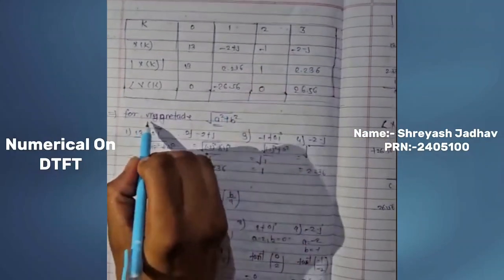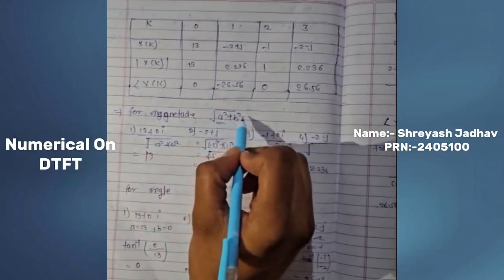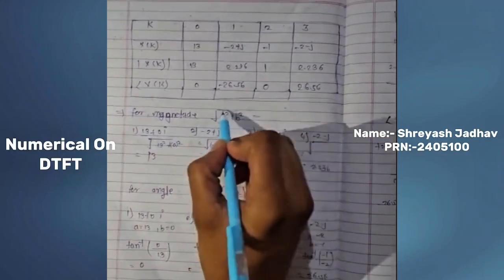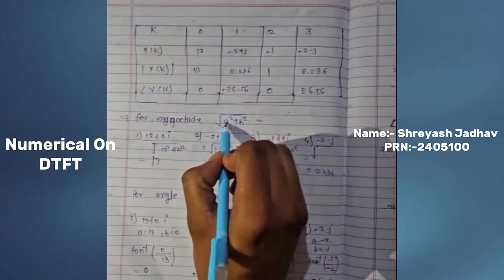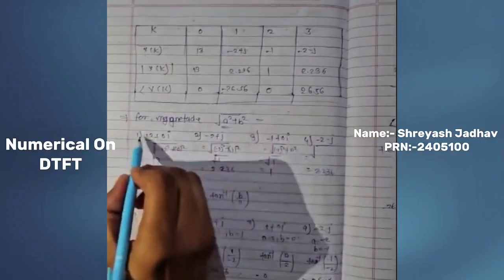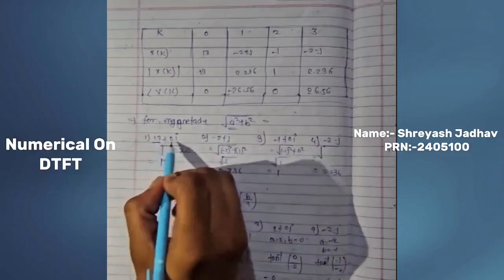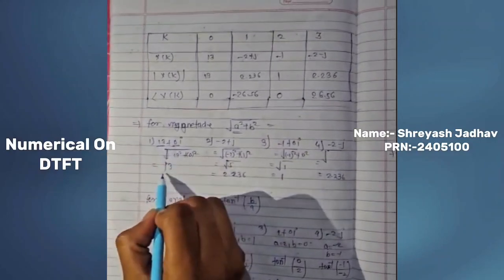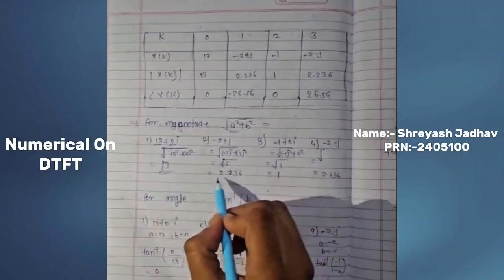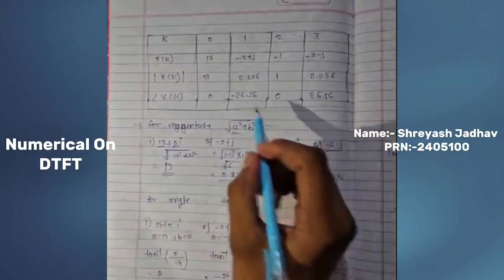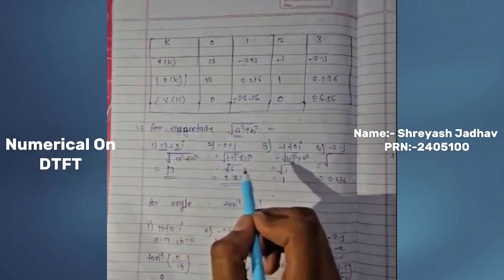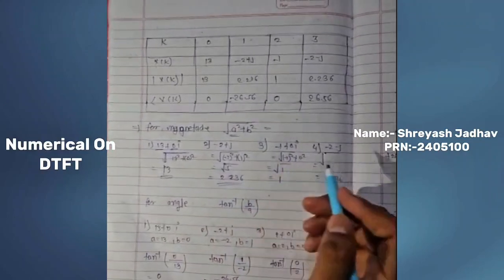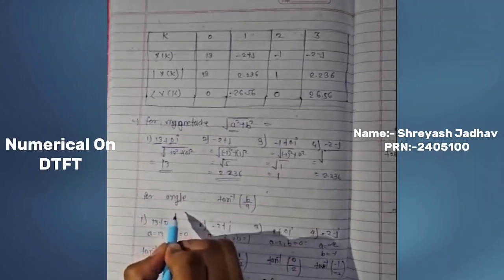From this, we will calculate the magnitude. To calculate magnitude, the formula is under root of real part square plus imaginary part square. Here 13 is the real part and 0 is the imaginary part. To calculate magnitude, we will use this formula, and the magnitude is 13. Similarly, we can find all the magnitudes at k is equal to 0, 1, 2, 3. Similarly, we can find the angle.